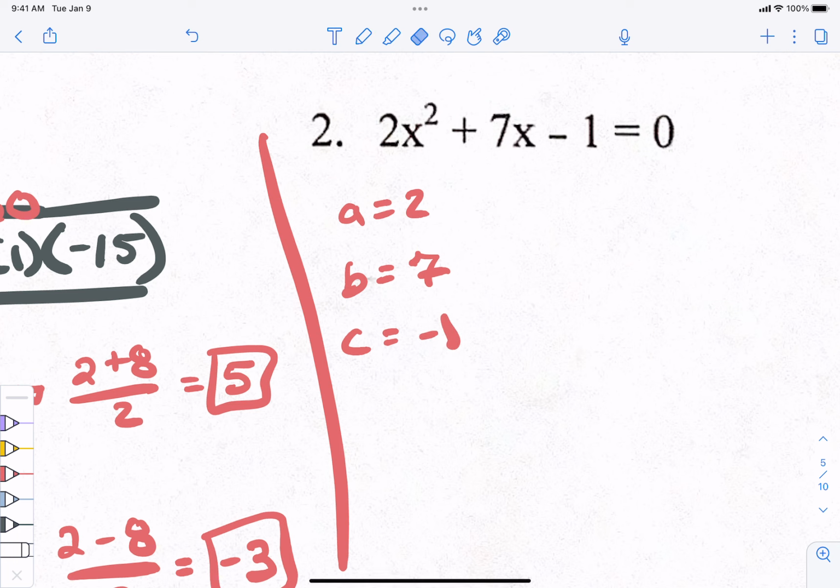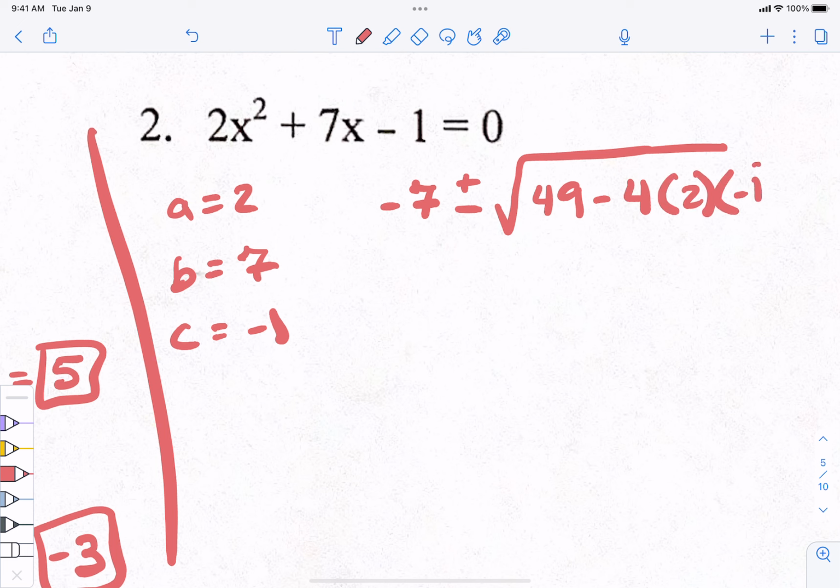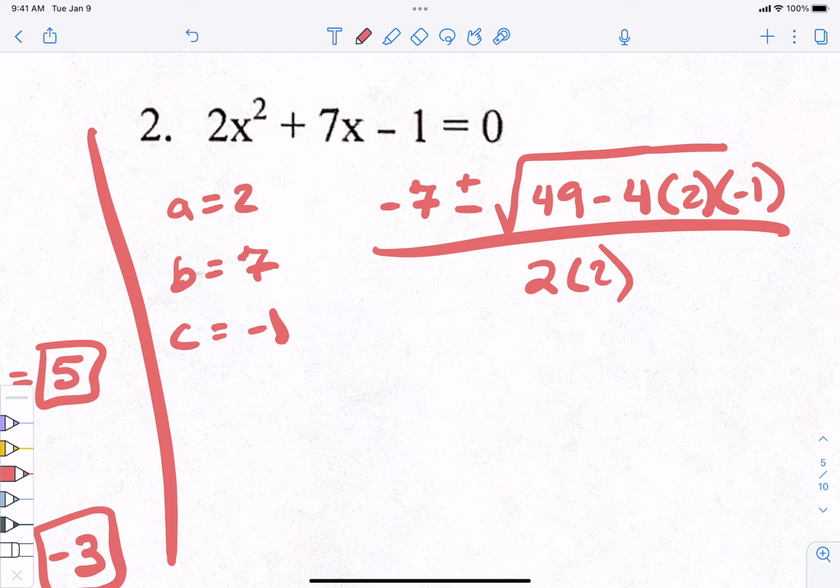Negative B will be negative 7 plus and minus the square root of, what's B squared? 49. 49 minus 4 times A times C all over 2A. So 49 plus 8, that's 57. Negative 4 times 2 times negative 1 is a positive 8. So you said 57, and that's under the square root. Does the square root of 57 come out nicely?